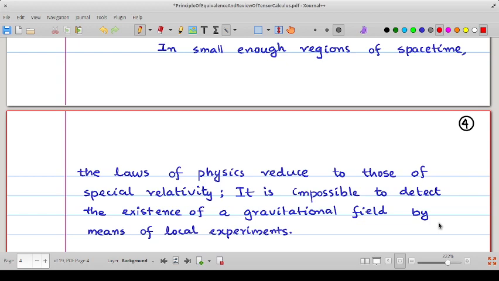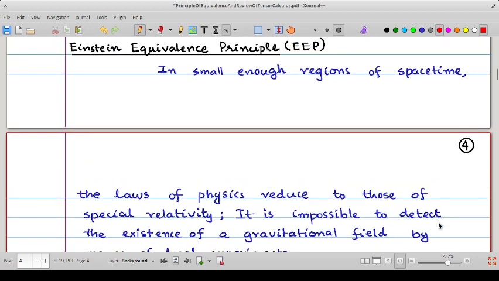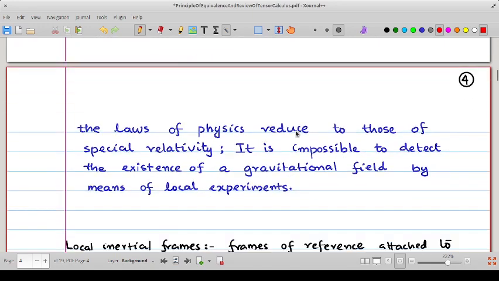So if we restrict ourselves to small enough regions of space-time, we can have an inertial coordinate system that will appear almost representing a flat region of space, in which the laws of physics can be expected to be the same as those of the special theory of relativity. So this is embedded in the Einstein equivalence principle, which says that in small enough regions of space-time, the laws of physics reduce to those of special relativity.